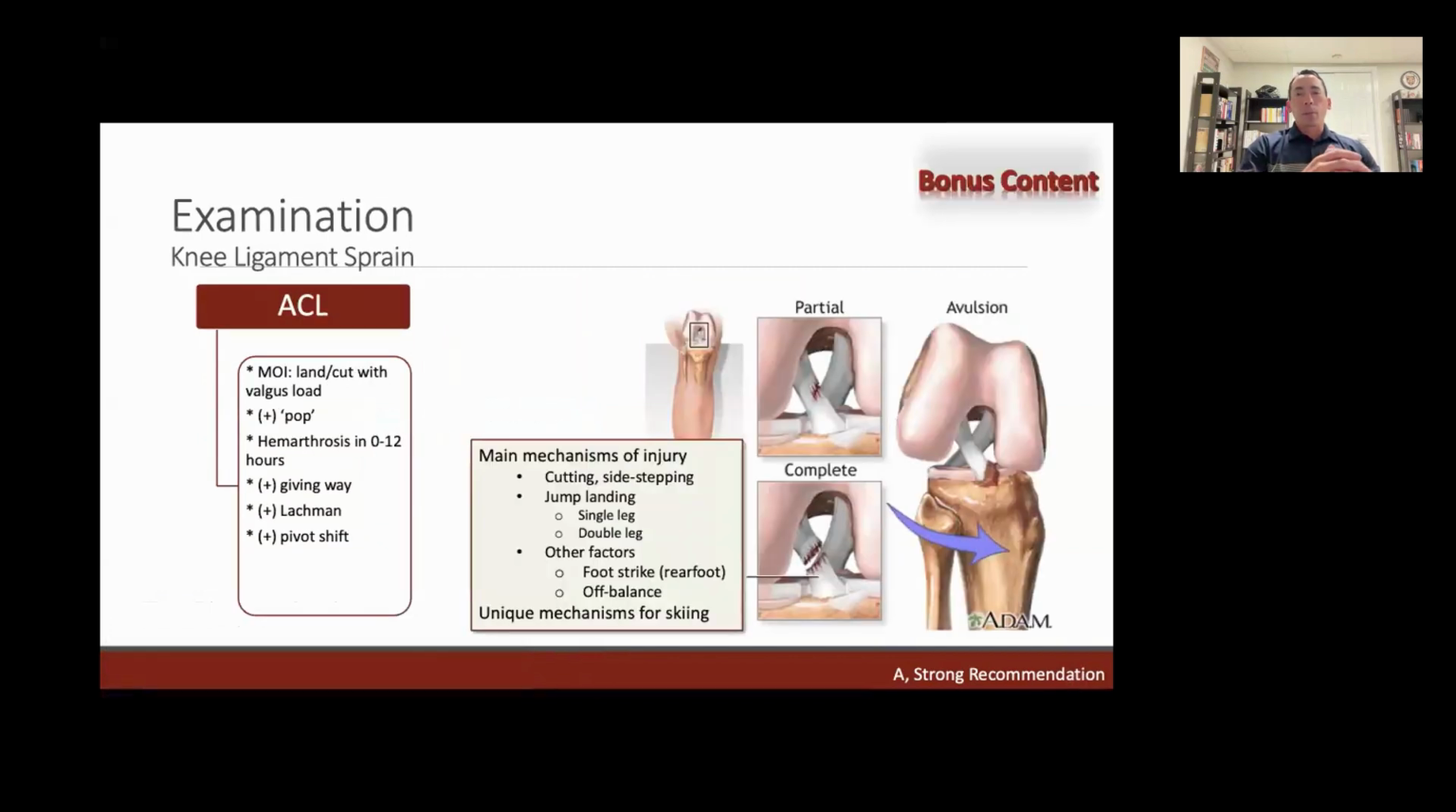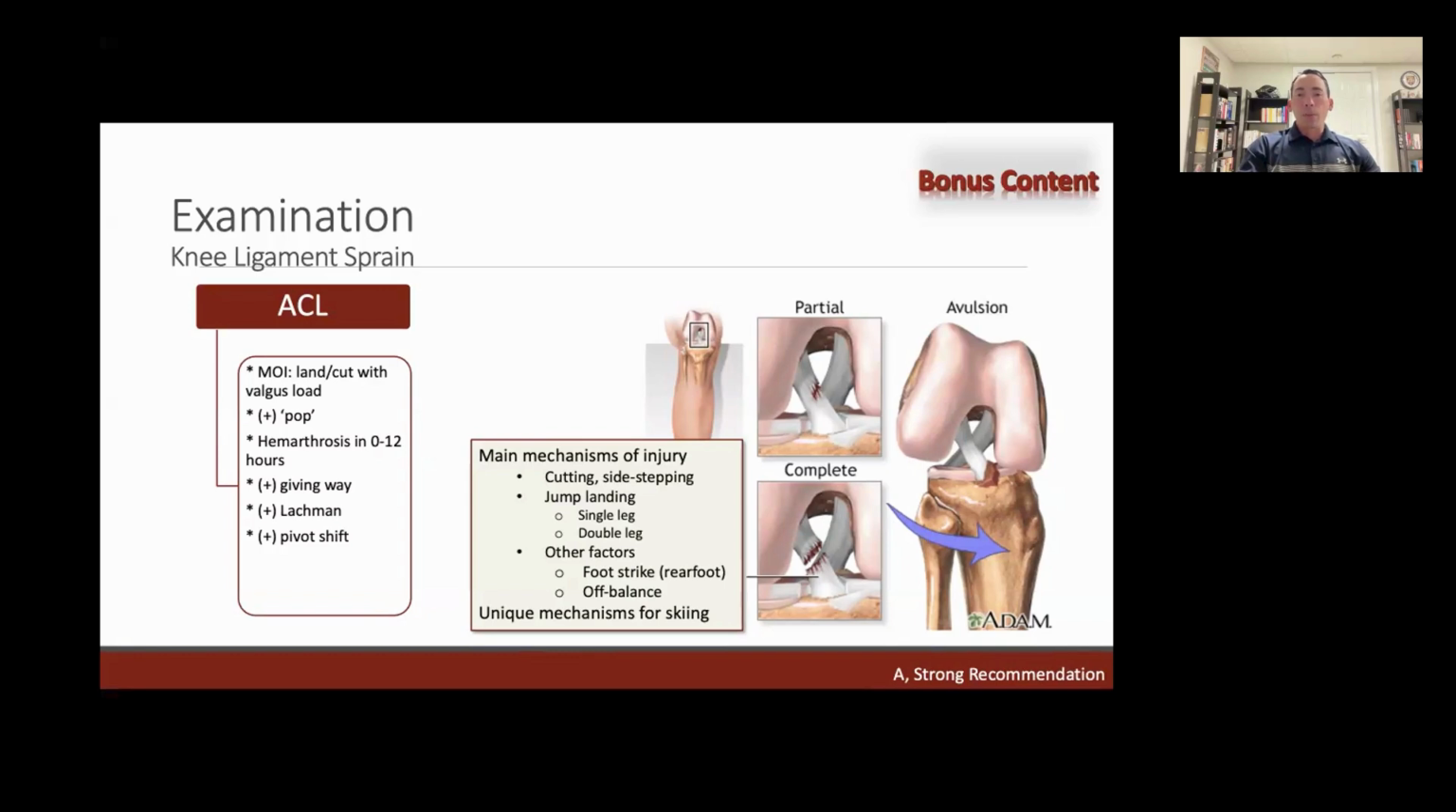As I discussed earlier, the major mechanisms of injury for the ACL involve cutting, sidestepping, or jump landing. So jump landings can be either double leg landings, like those that frequently occur during basketball, or single leg landings, like those that frequently happen in sports like European team handball, if you've ever seen that. Now, a commonly observed characteristic of ACL injuries is a rear foot strike with the knee in nearly full extension. And athletes that tear their ACL are also frequently off balance, and they may have been bumped by another player, or there simply may be another player close by.